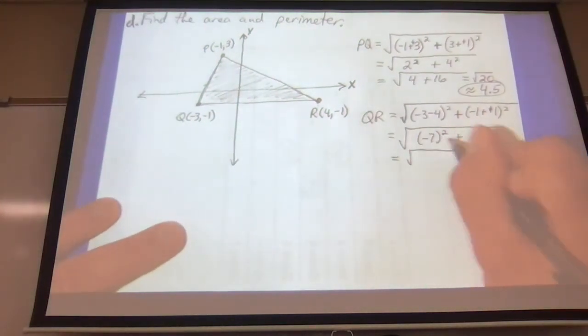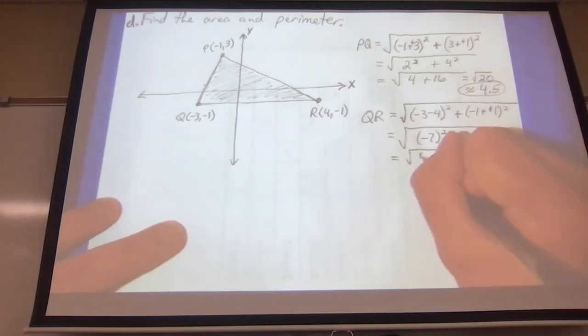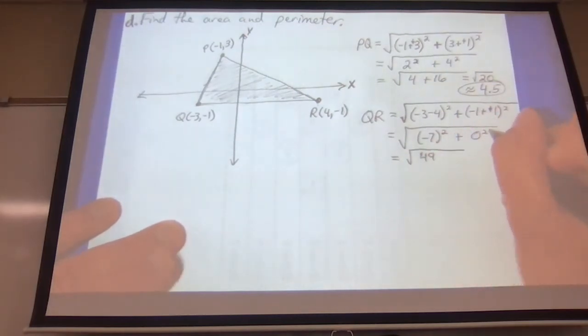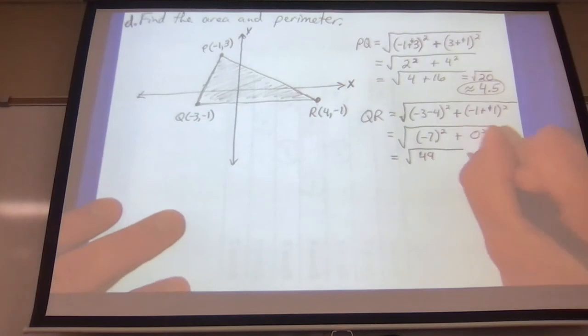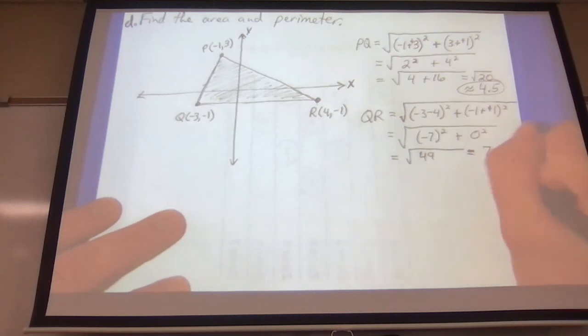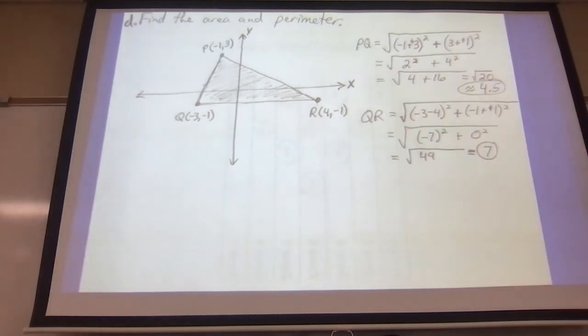Finish it off. -7 squared is 49. 0 squared is 0, so 49 plus 0 is 49. We know the square root of 49. What's the square root of 49? 7. So that one comes out to a whole number.